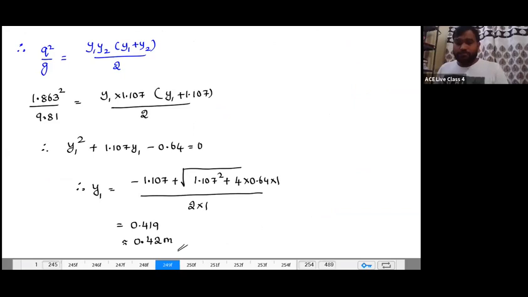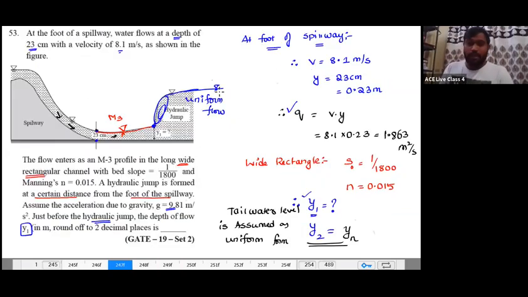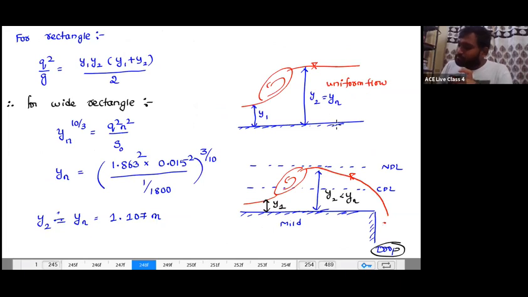You just observe, the only point that you need to know here is what the depth on the downstream side is. That's why, as nothing, no obstruction is provided. When no obstruction is provided, on the downstream side, after the jump, the tailwater is going to be uniform flow.